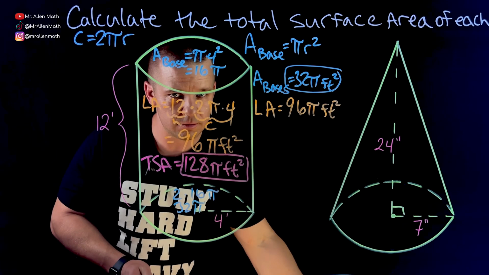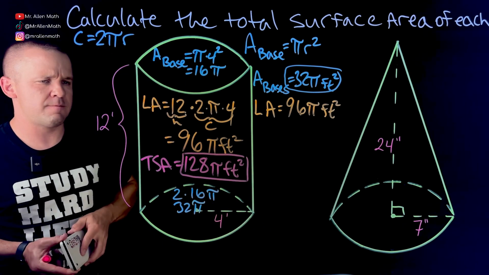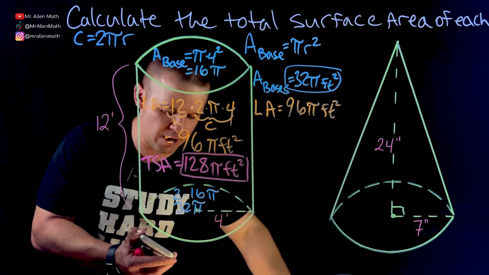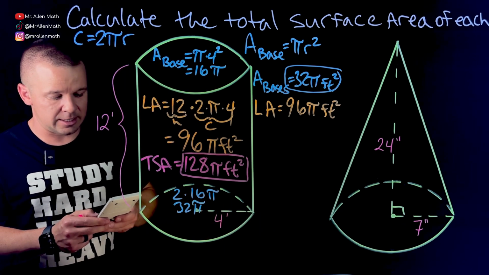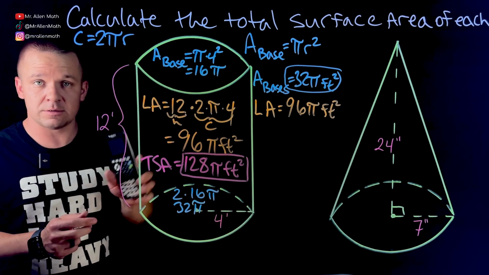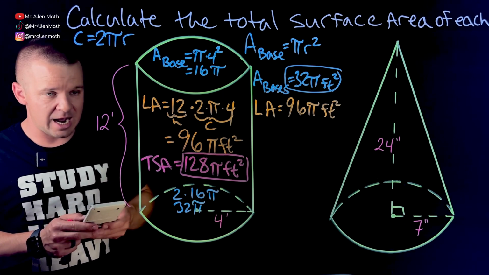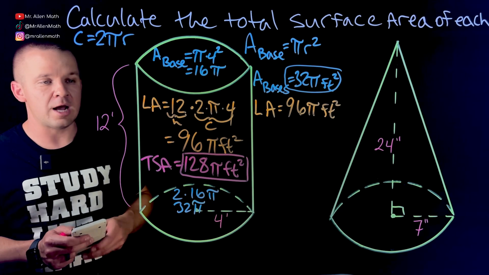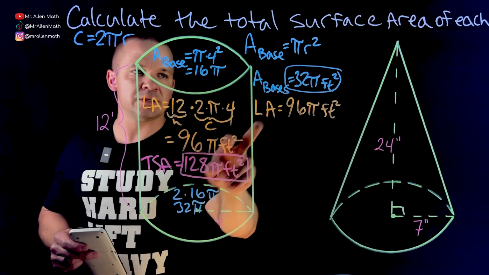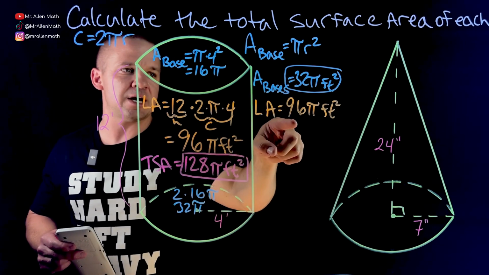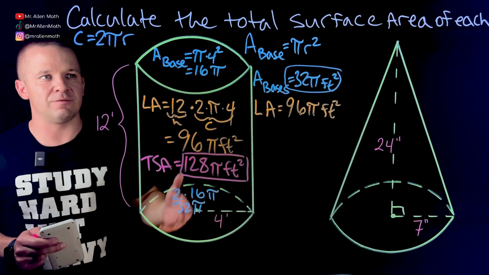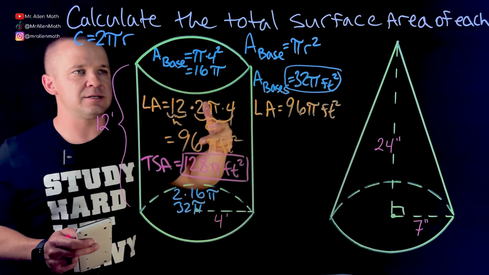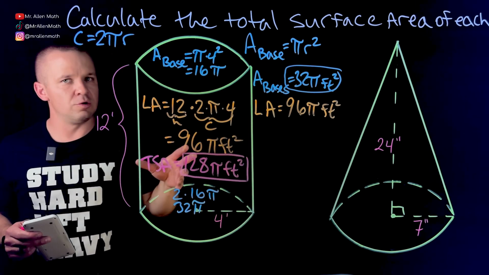And just to double check, we'll do a little decimal equivalence here. Okay, we've got 96 plus 32, 128 pi. So you can just add these like they're coefficients, guys. 32 plus 96, the pi stays at the end just like it was 32x plus 96x. You just do it like terms.